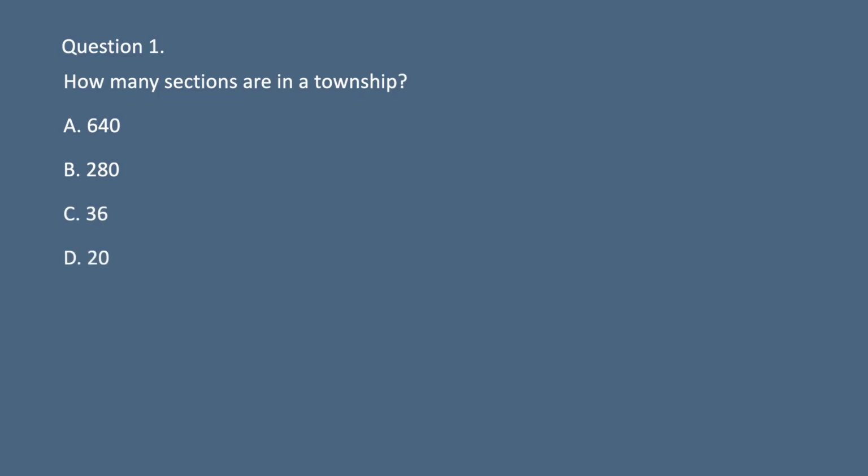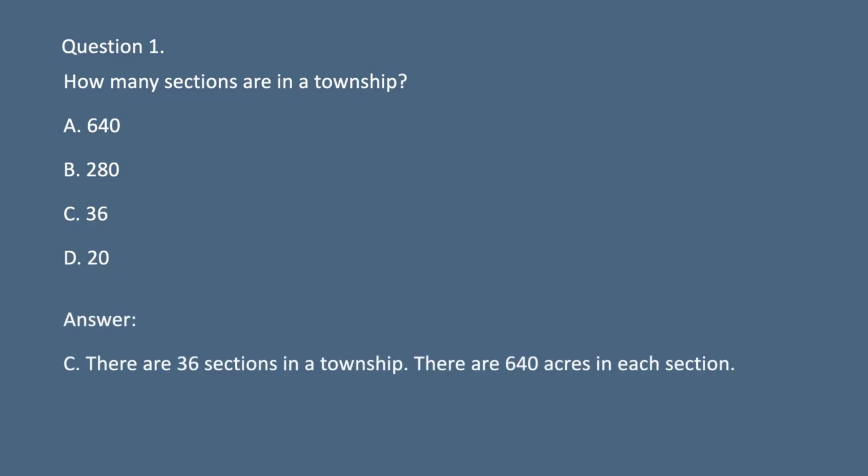Question 1. How many sections are in a township? A. 640. B. 280. C. 36. D. 20. Answer. C. There are 36 sections in a township. There are 640 acres in each section.